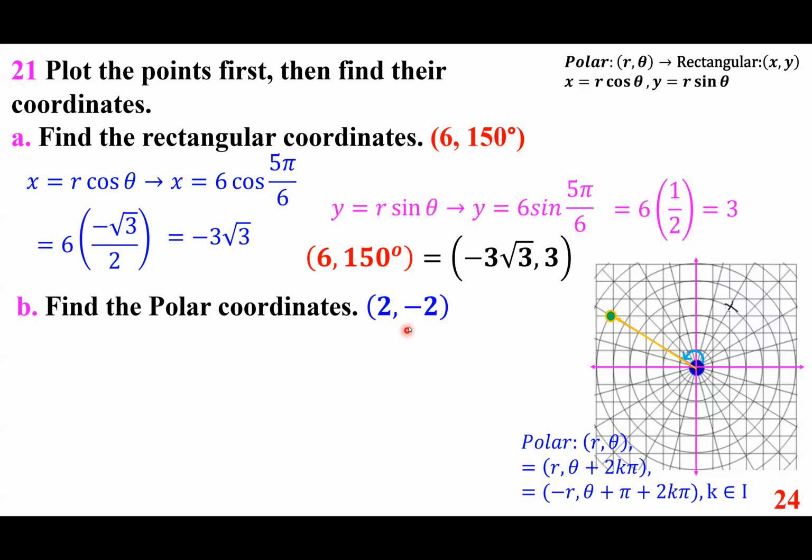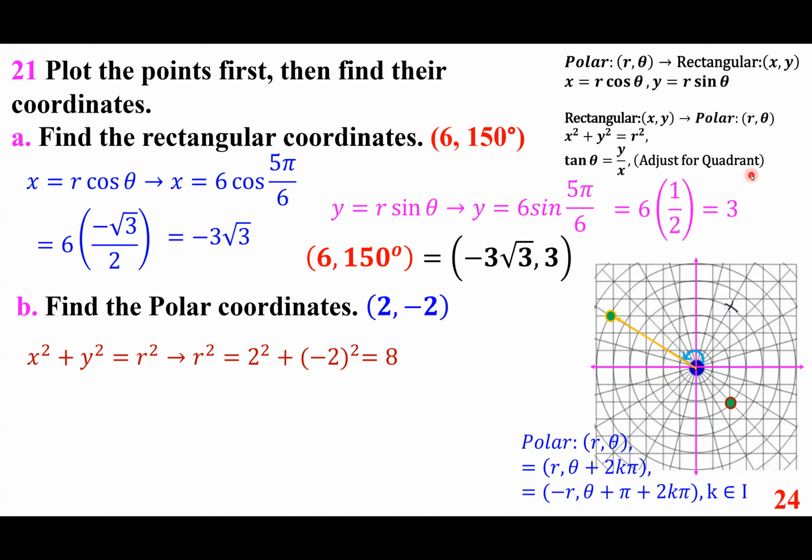Find the polar coordinates for this pair. You have to find the r. X squared plus y squared equals r squared. So first, locate the point: you go 2 to the right, 2 down, because it's negative. And rectangular to polar, x squared plus y squared equals r squared, tan theta equals y over x, and you have to adjust for the quadrants.